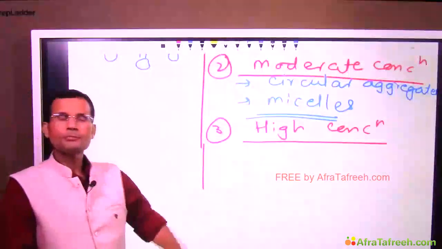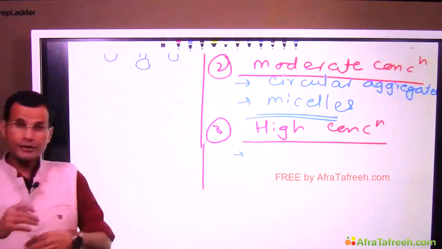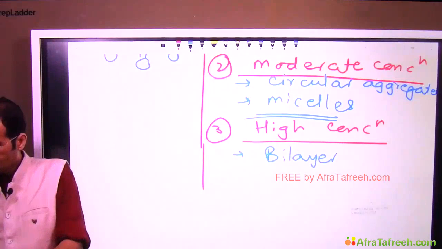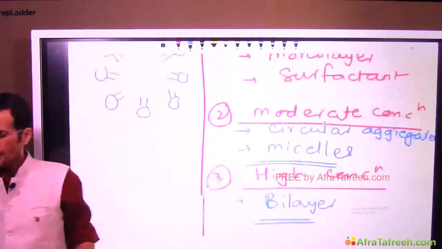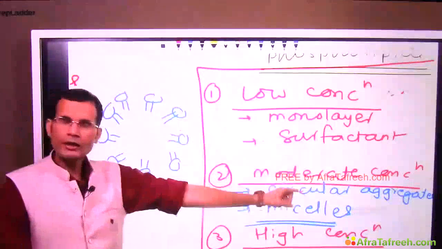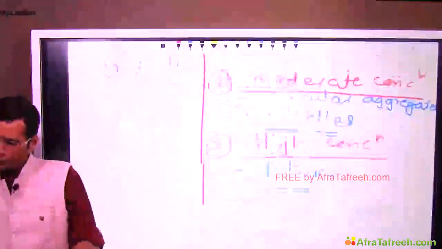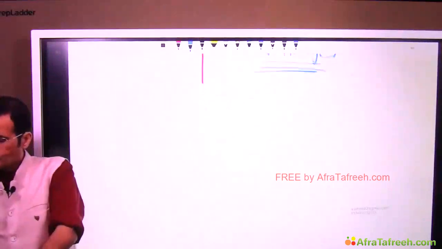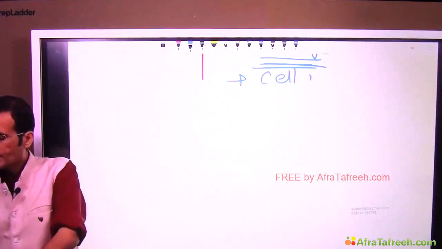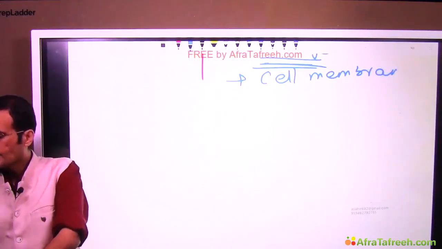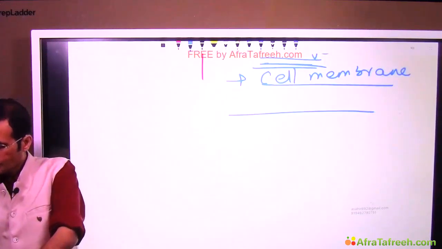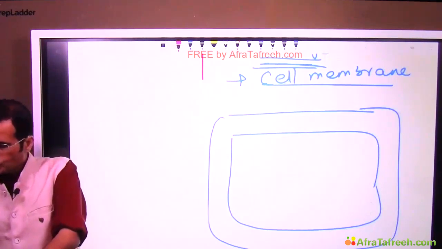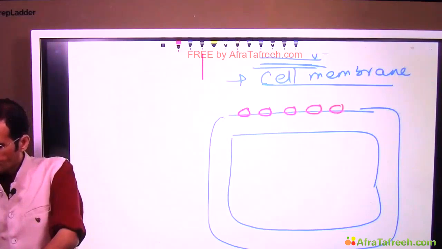So, the next, high concentration. When they are in high concentration, they will form a bilayer. So please remember, at low concentrations, they form a single layer, a monolayer, and at high concentration, they will form two rows, a bilayer. So an example is our cell membrane. Cell membrane is made up of a lipid bilayer. So if we are talking about this cell membrane, there are two rows of lipid molecules.